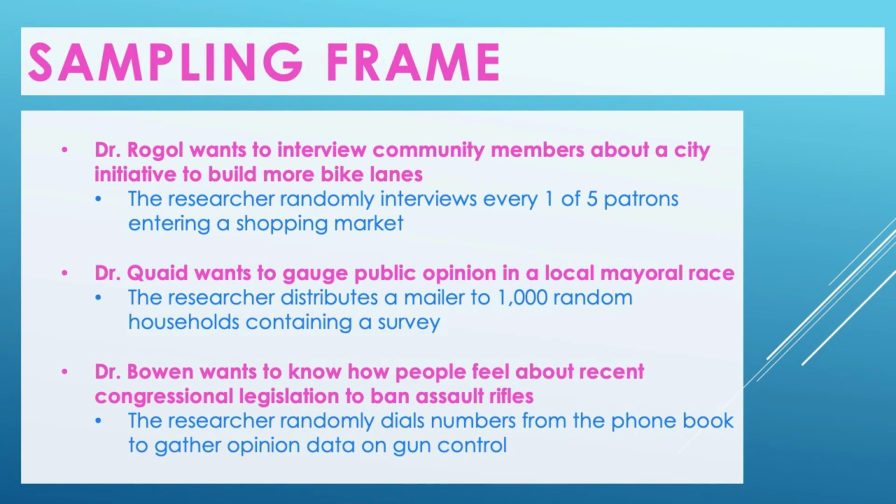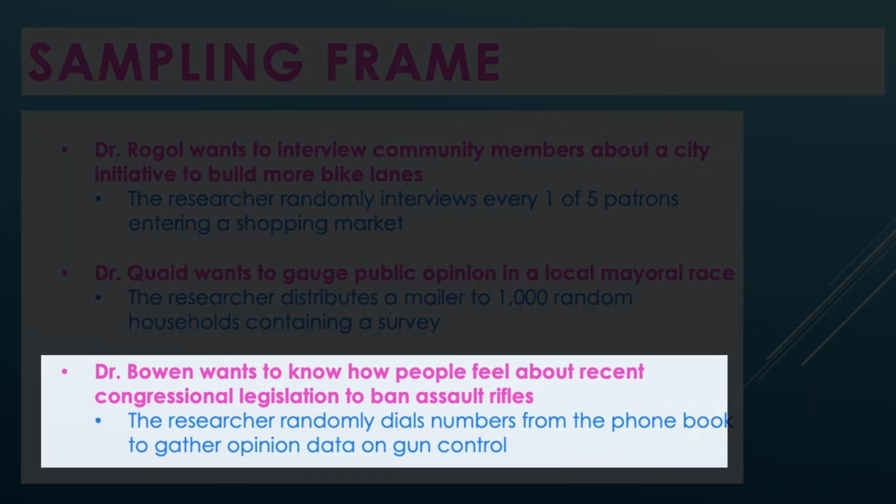Let's take the third example. Dr. Bowen wants to know how people feel about recent congressional legislation to ban assault rifles. And here, in this case, Dr. Bowen, she randomly dials numbers from the phone book to gather opinion data on gun control. Any potential issues with this? Well, this is generally the way that most public opinion polls are conducted today. Random digit dial, everybody has an equal chance of being selected, and it's completely random.